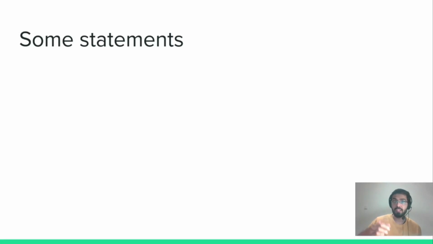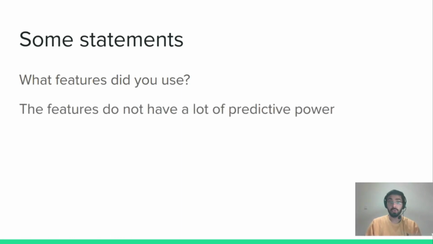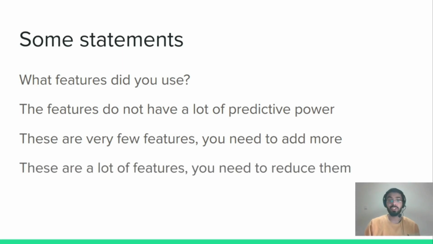To start off, I will present a few statements to you that you might have heard while reading online blogs or talking to some of the people who are working actively and trying to build models. So statements like, what features did you use while trying to build your model? Or the features you used did not have a lot of predictive power. Or statements like, these are very few features, you need to add more. These are a lot of features, you need to reduce them.